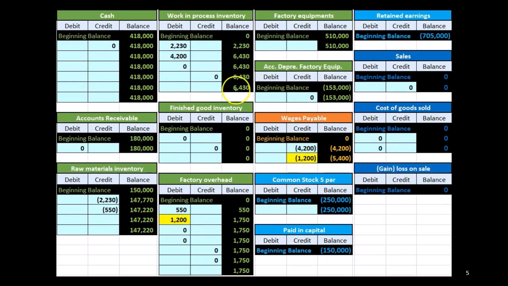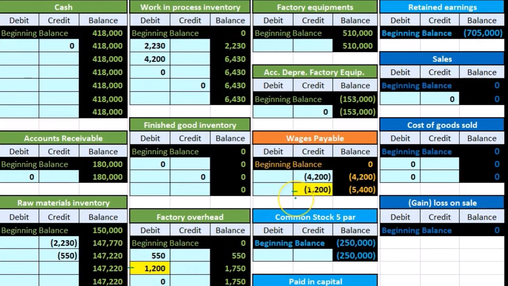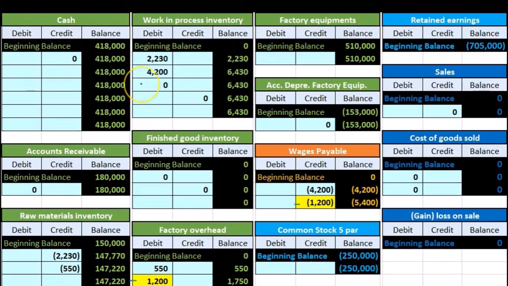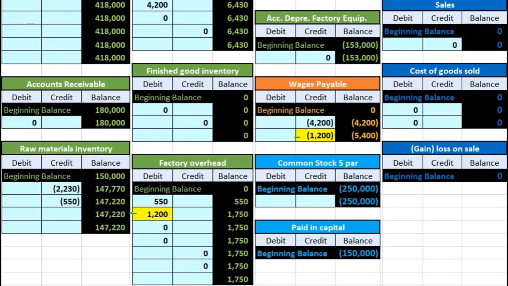Next thing that happens, wages, again, we're crediting it, but this time not debiting work in process, but factory overhead. Same thing, we're kind of like thinking like we're processing payroll. Instead of crediting cash, we're crediting wages payable because we haven't paid it yet, liability account, bringing the liability up from 4,200 by 1,200 to 5,400. The debit not going to wages expense, not going to work in process as it did before, but going to factory overhead because it is going to a job.